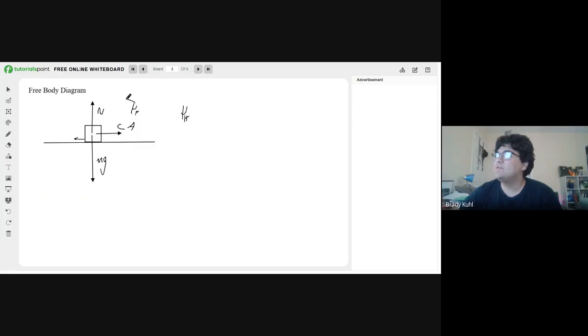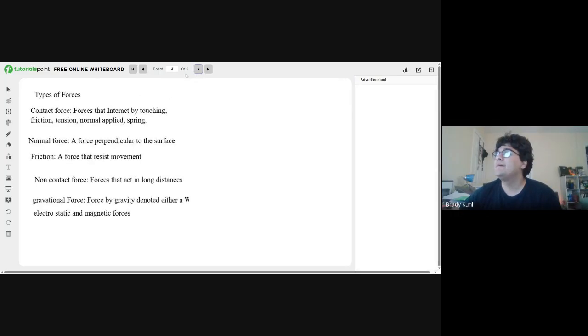This is a friction coefficient, and then that's the normal force, and that's the force of friction. There's static friction when the object is not moving, and kinetic friction when the object is moving, but that'll be later on. Types of forces: contact force, involved by touching.